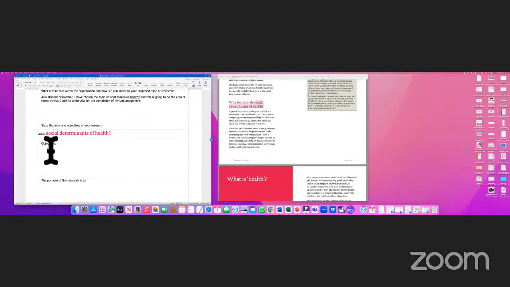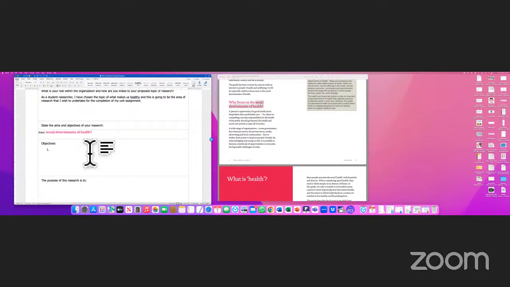So how do the social determinants of health, so basically, if I rephrase this and turn this into an aim for the report, that will be done by rephrasing it.